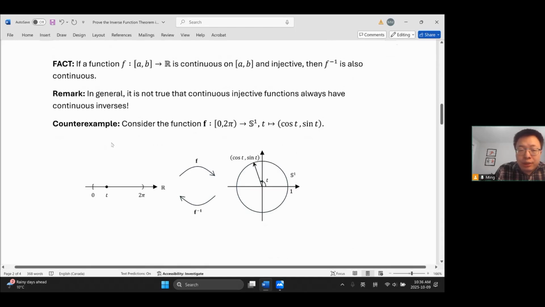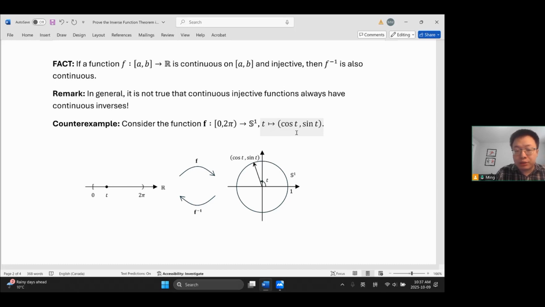So here's a counterexample. Consider the function f that maps the interval [0, 2π), which is closed on the left endpoint and open on the right endpoint, into the unit circle S1 on the plane. And any number t in the interval [0, 2π) gets mapped to a point (cosine of t, sine of t).